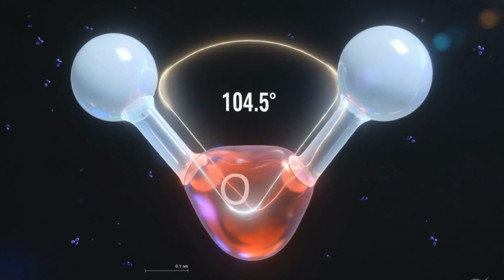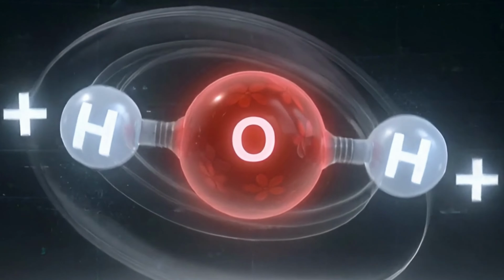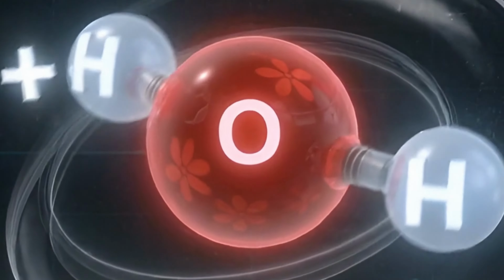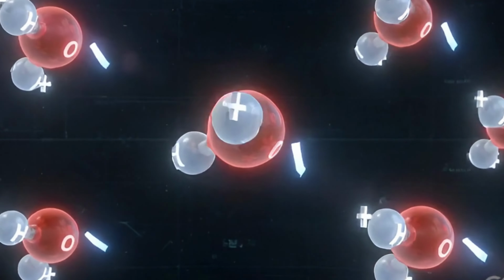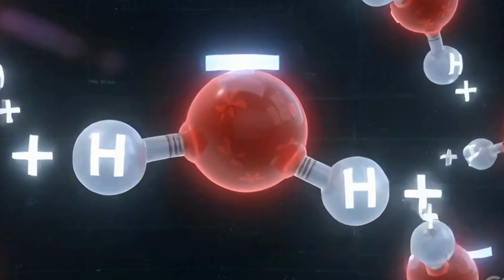That odd shape gives water something important: polarity. The oxygen side carries a slight negative charge, the hydrogen side carries a slight positive charge. So every water molecule is like a tiny magnet. And magnets love to stick to each other.